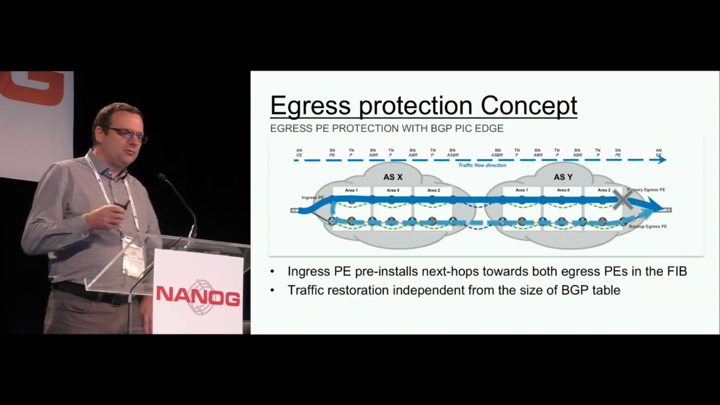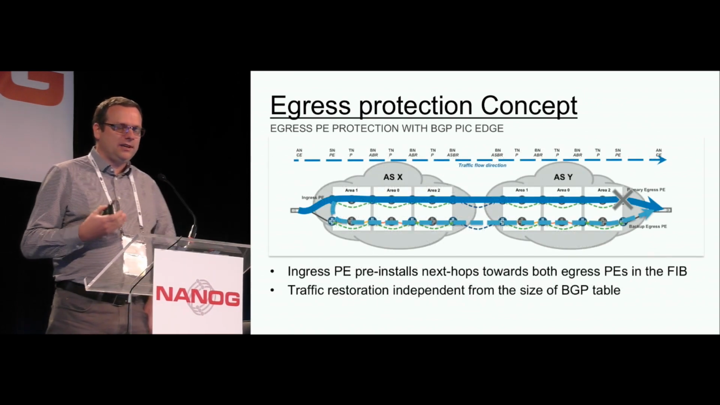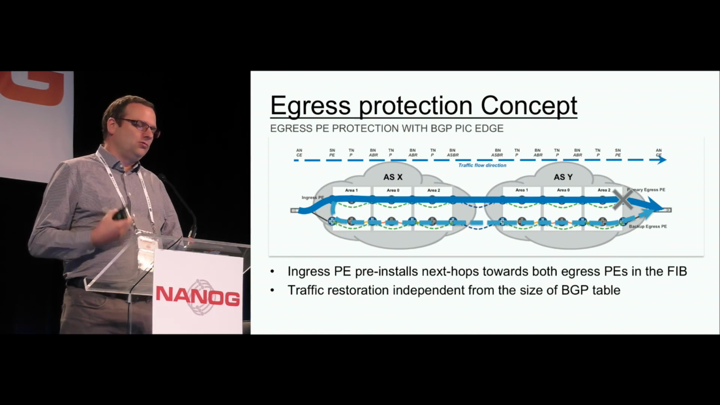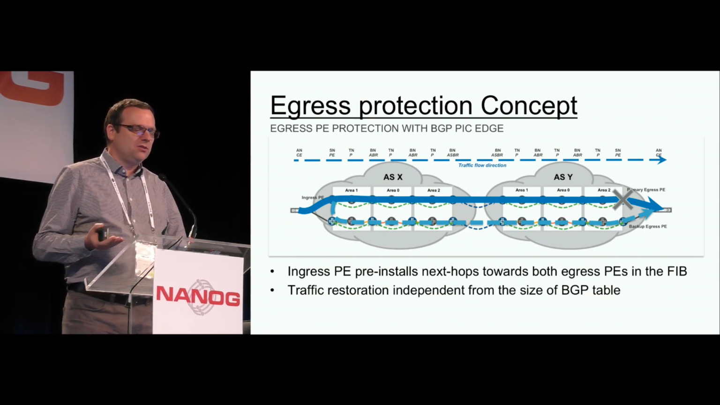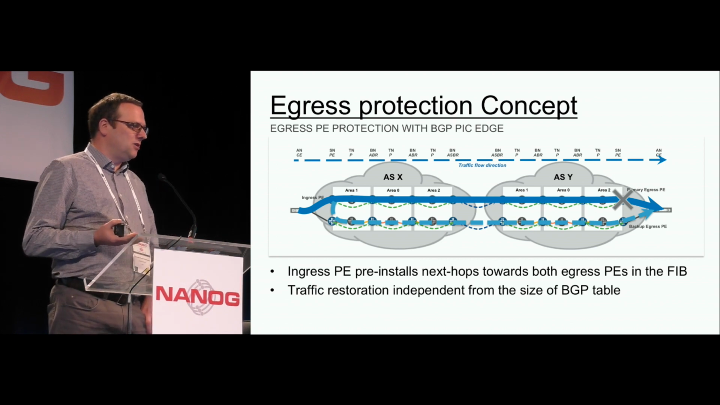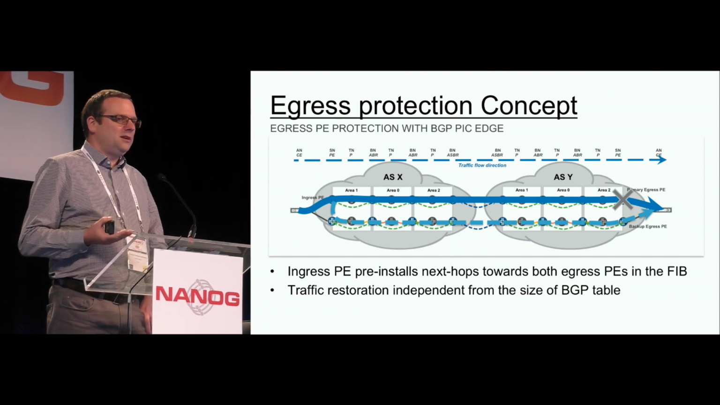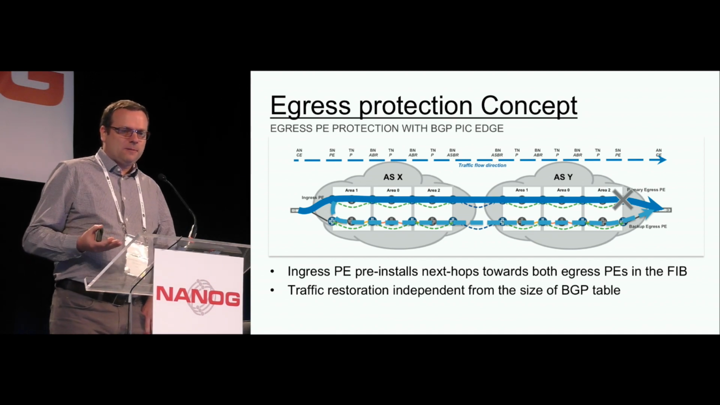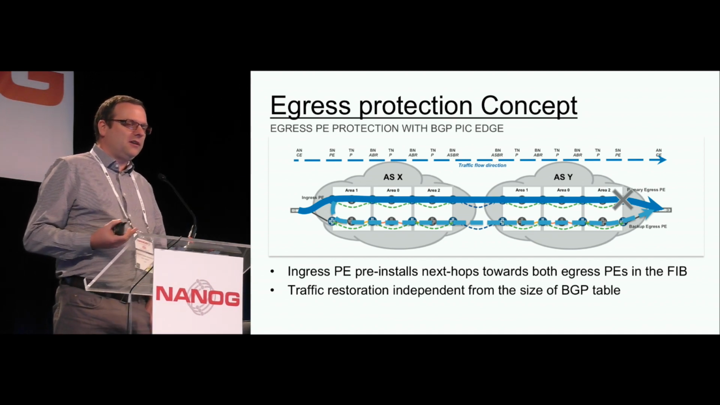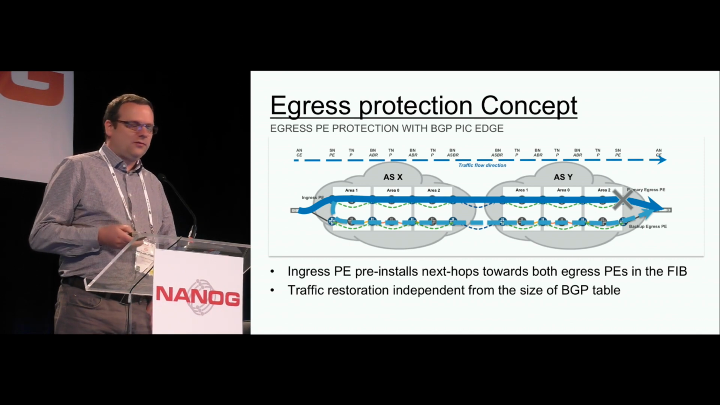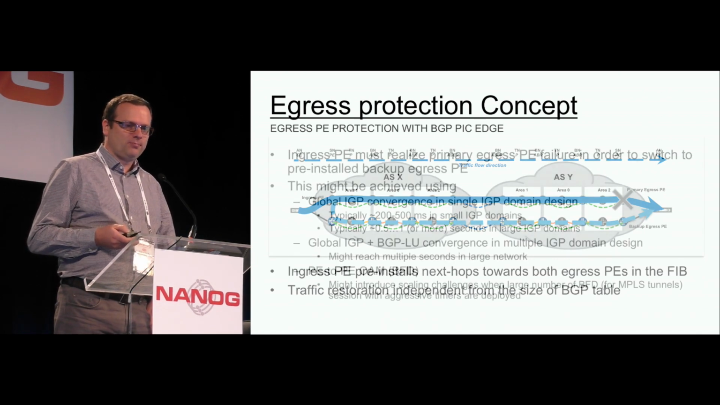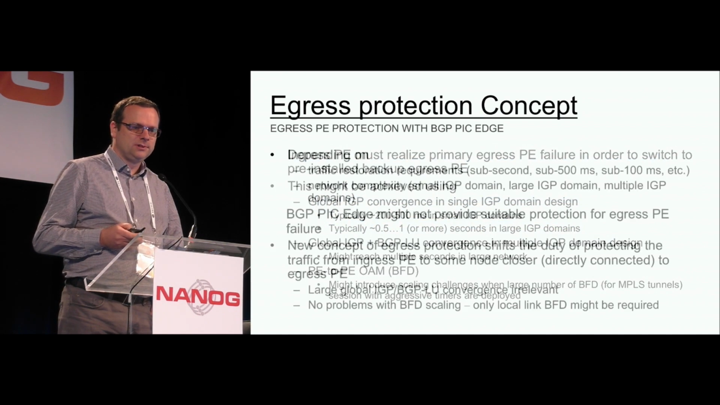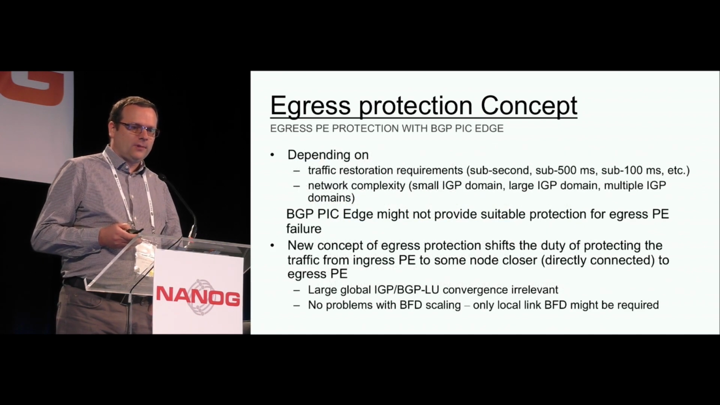Okay, when you run BFD from the ingress PE to the egress PE, of course, you can detect failures more quickly. You no longer depend on the IGP convergence to detect the failure of the egress PE node. You depend on the BFD convergence, or the BFD timers, yes? But in very large networks, it can be challenging to have aggressive BFD timers for a large number of PEs. And we are talking here about large networks. All right?